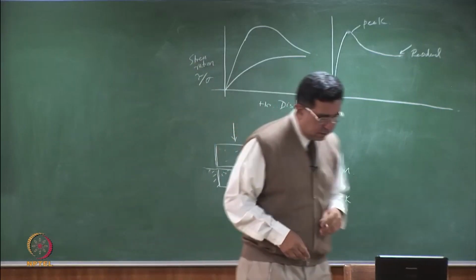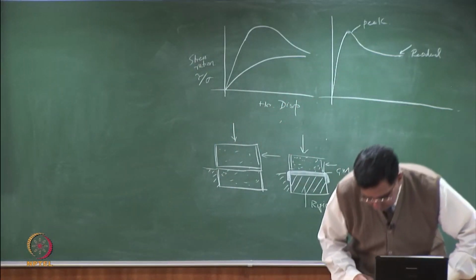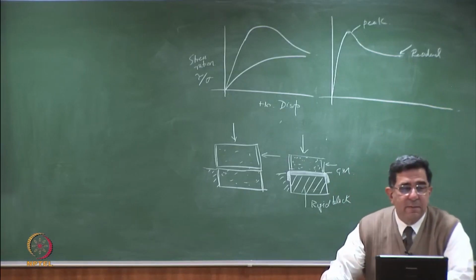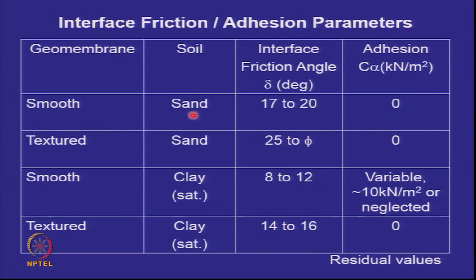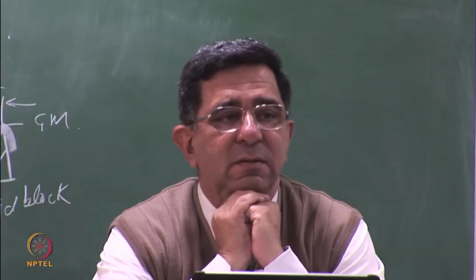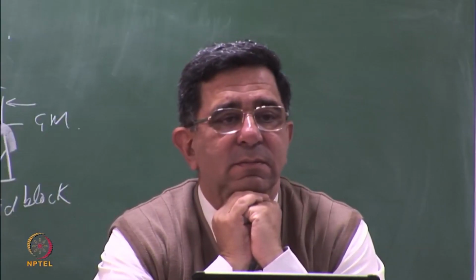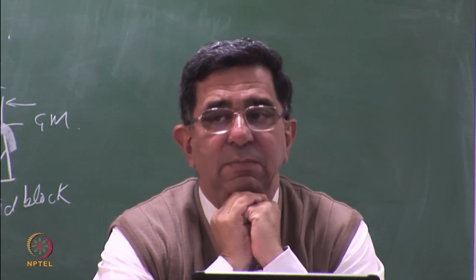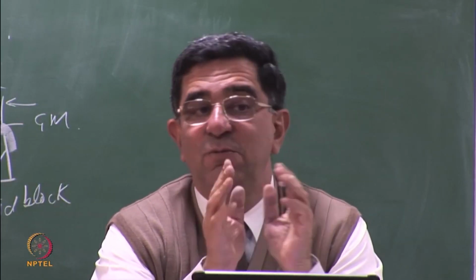So what do I get from the tests that we have done in the laboratory? If I have a smooth geomembrane and if I have sand, 17 to 20 degrees is the interface friction angle. And if I have a textured geomembrane, then it is almost like sand to sand failure, phi dash. And just go back to your delta for skin friction between pile wall and soil. Something similar, but nothing is as smooth as a geomembrane.